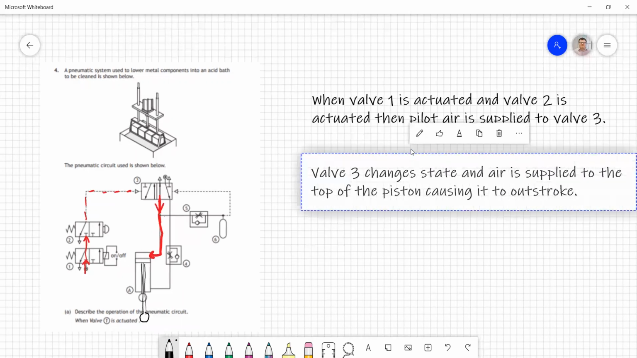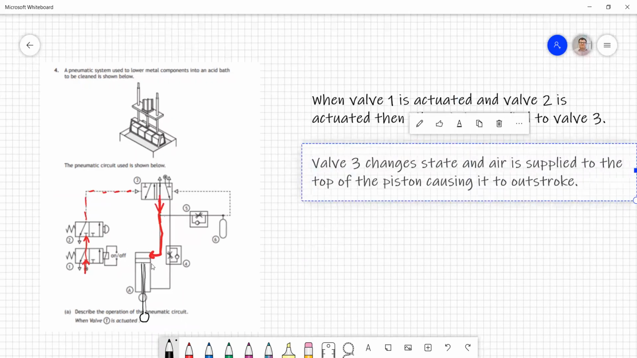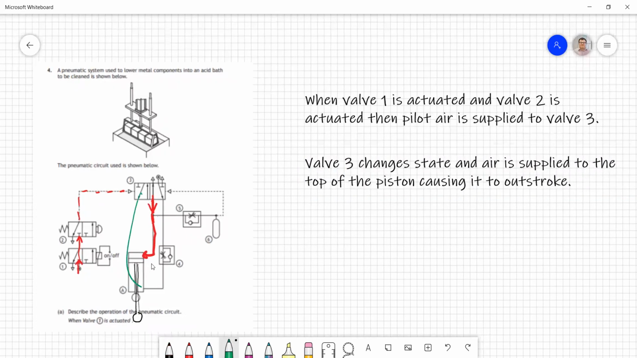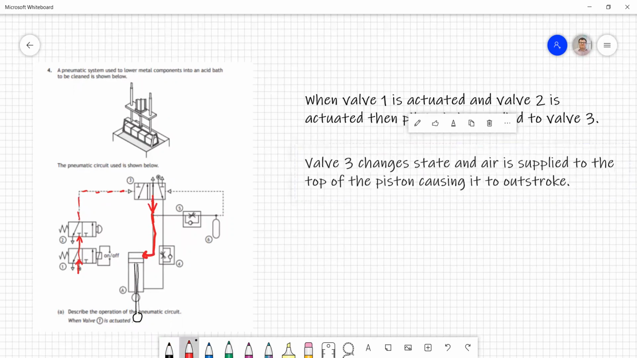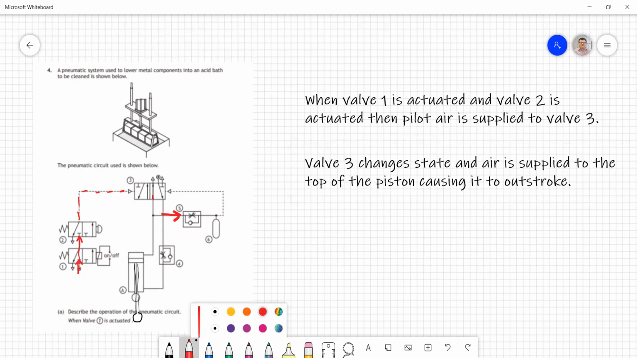Once the piston's outstroked, air is going to continue to be supplied down this line, so nothing's going to change here. We're going to continue to have air being supplied here because we've not got anything to switch the 5-2 valve over. When air can't flow any further down towards the piston, then the only path that air has is to flow to the right here. So I'll rub this out just now. The piston's still outstroked. We've still got compressed air.